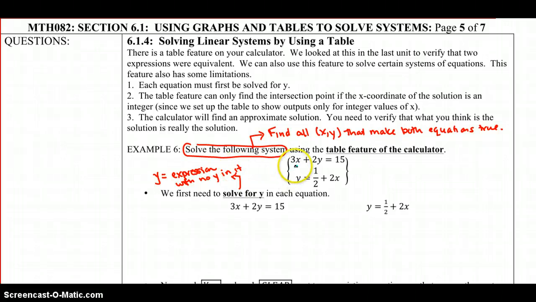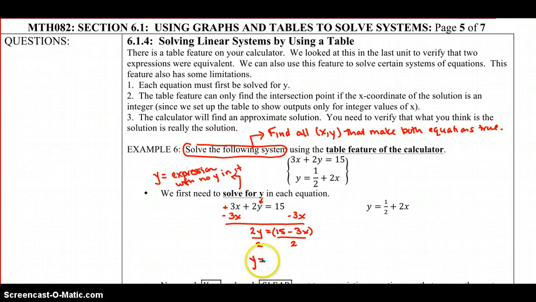So if we take our first equation, 3x plus 2y equals 15, we're trying to solve for y. This is a positive 3x, so the first thing we're going to do is subtract 3x from both sides, and that leaves us with 2y equals 15 minus 3x. And then to get y by itself, we're going to divide both sides by 2. So again, when we use this long bar, we need that whole expression divided by 2.